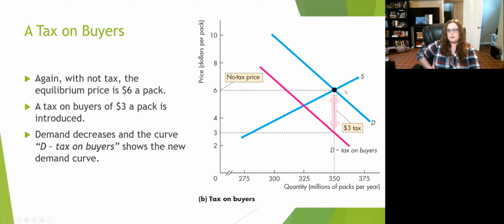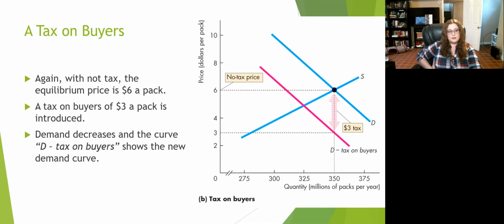Well, we have our original supply and demand, right? In our original supply and demand, before there's any taxes whatsoever, we see that there were 350 million people buying cigarettes at $6 a pack. This was our no tax price. If we're putting a tax on the buyers, that brings down the demand curve, right? So this demand curve shifts down by $3. That means we have $6 right here. We're pushing it down by $3. So now at 350 million packs, if we take this new demand curve and we bring it over, we see $3.